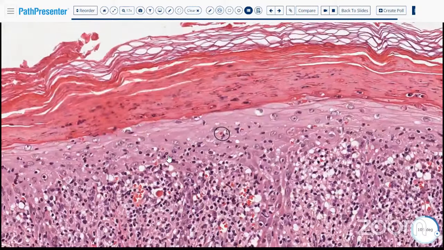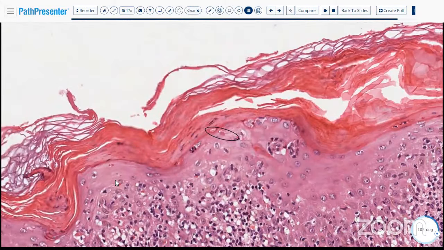As we look closer at our epidermis, we see some erythrocytes that have made their way into the epidermis. So there is exocytosis of erythrocytes. There's actually lots of them when we look around. And there are scattered dyskeratotic or dead red keratinocytes as well at all levels of the epidermis.